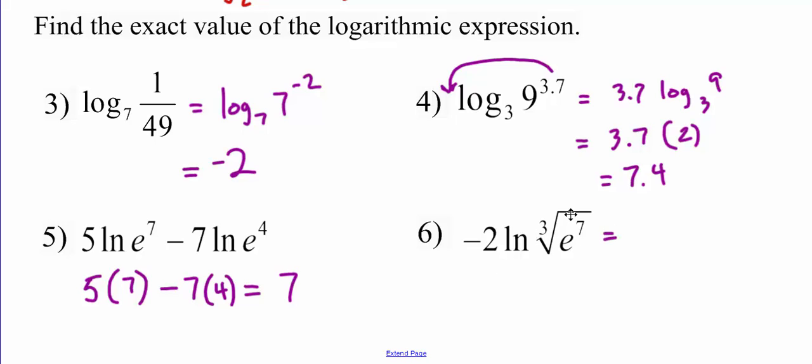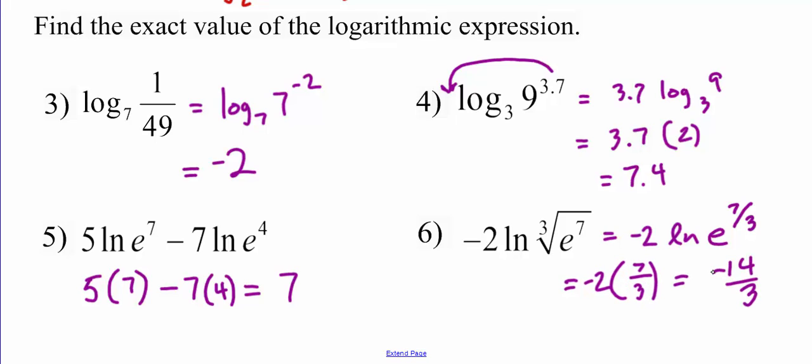All right, and then number 6. One thing we might want to do, this notation here with the radical symbol might mess with some of you. So let's rewrite it as an exponent. So this is negative 2 times the natural log of e to the 7/3 power. Remember, your root goes in the denominator, your power goes in the numerator. So negative 2 natural log of e to the 7/3 is the equivalent of what you see here. And now we can think of it as, okay, well, that's just simply negative 2 times 7/3, which would give us negative 14/3.